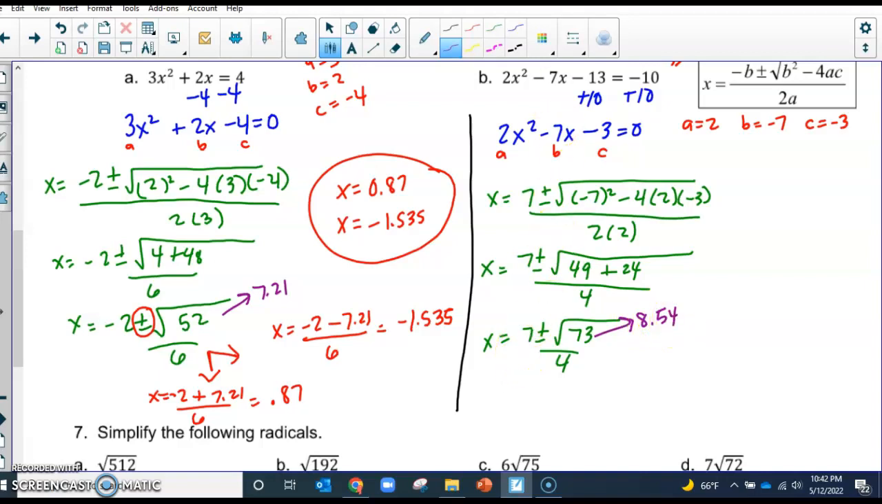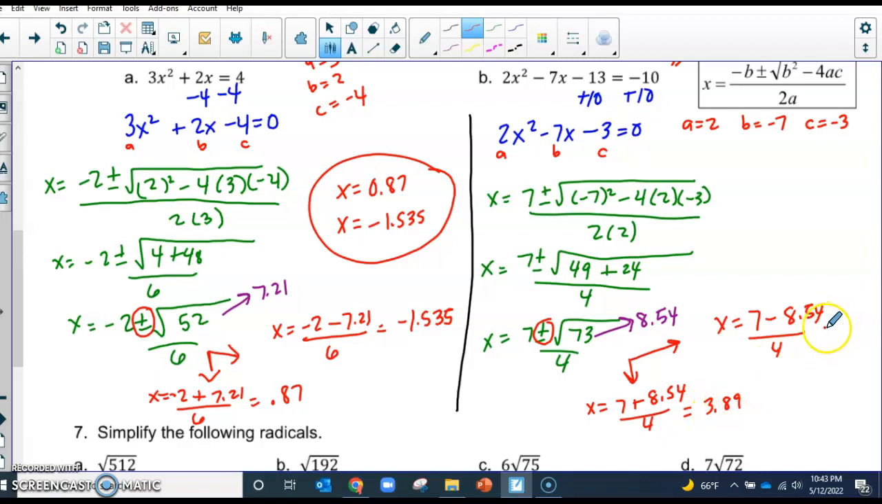Now I'm going to break this down into 2 equations, one for my plus, one for my minus. So I've got x equals 7 plus 8.54 divided by 4, and I've got x equals 7 minus 8.54 divided by 4. When I plug this part into my calculator, I get 3.89. When I plug this part into my calculator, I get negative 0.385. So these are my 2 answers for B.